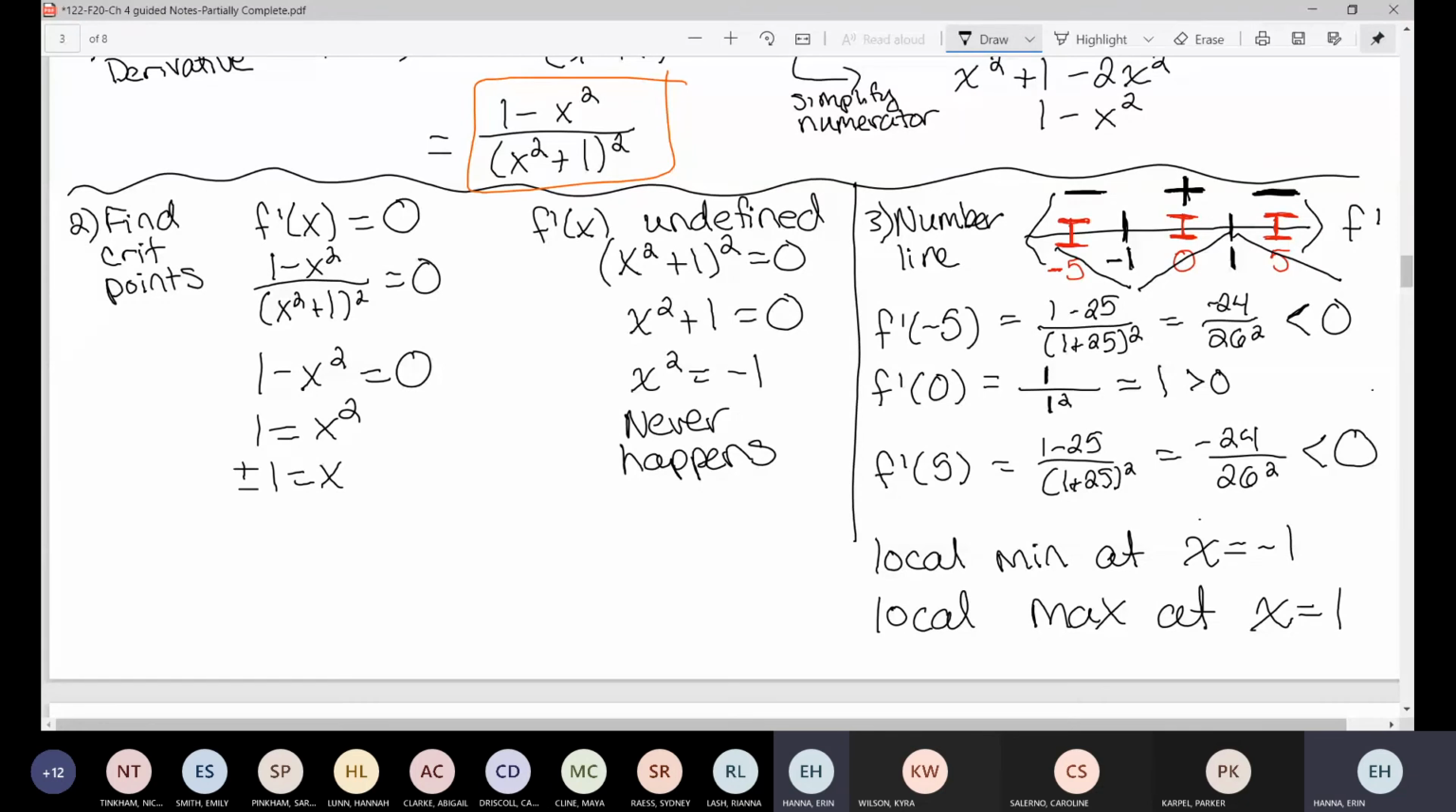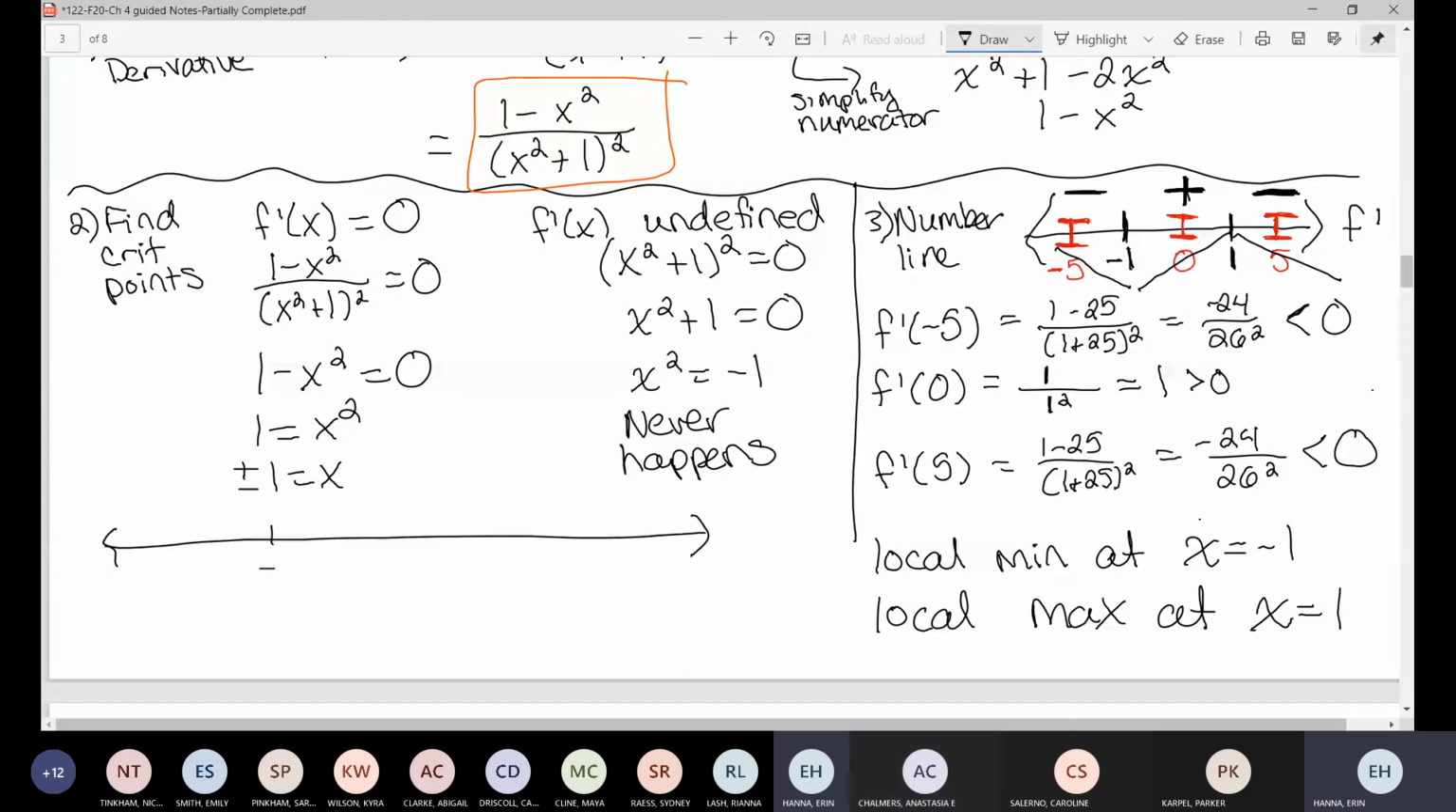Questions, concerns? So yeah, Anastasia. Sorry, would you go over again how you figured out that it's a local min at x equals -1 and a local max at x equals 1? So let me redraw my chart over here so that I have more space.